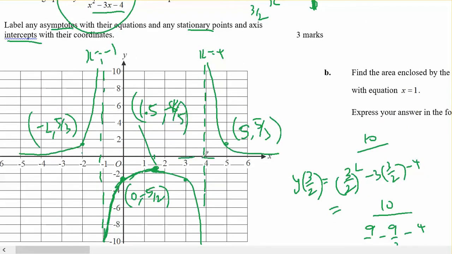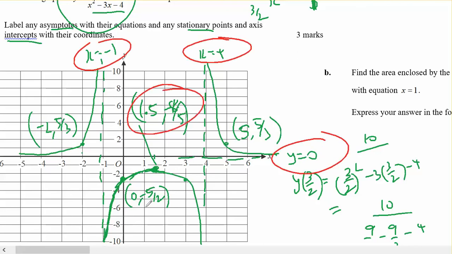Also got an asymptote here, which is y equals 0. Asymptotes labelled, turning point labelled, x-intercept labelled, and another point. Okay, so that's part A done.